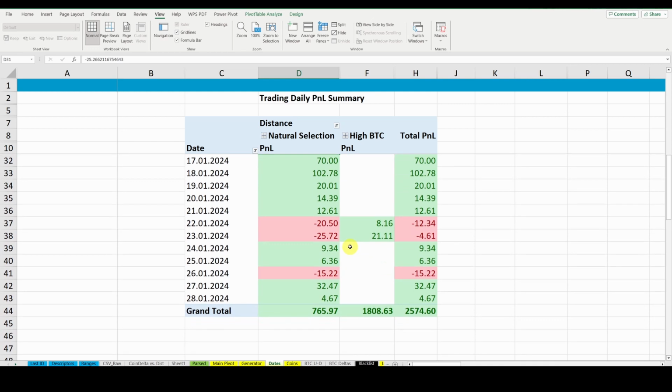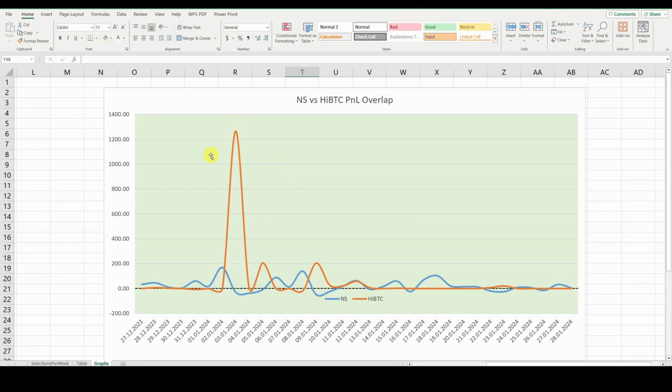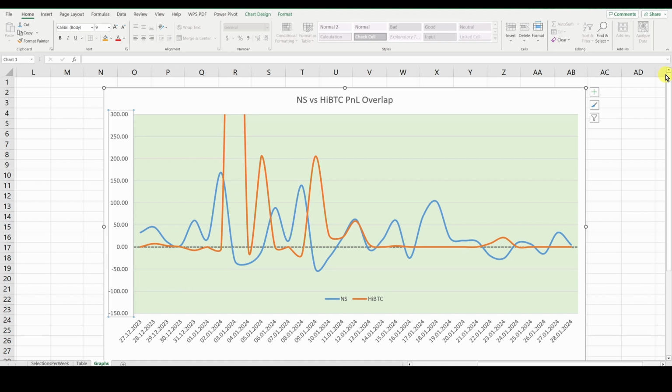A line graph might make it more visually clear. Here, because of this huge one day, the pattern is a bit hard to see, so let's cut the top off. Look at that! It seems that more often than not, the two strategies are out of phase. When this one is down, this one picks up the slack. And again here, and here, and here. This is pretty eye-opening if you ask me.